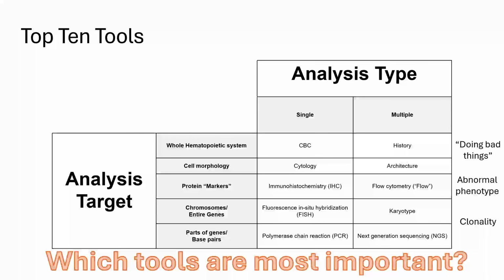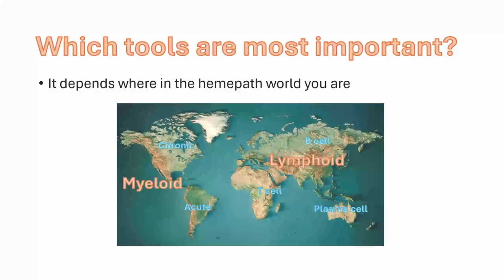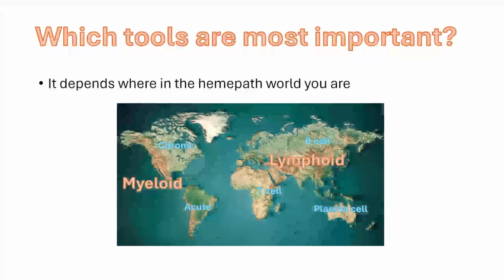That has been a review of flow cytometry, but it then begs the question, which tools are the most important? The answer is that it depends where in the Hemepath world you are. And so we will now begin a tour of different parts of the Hemepath world and focus on how to apply the tools to navigate within each portion of the Hemepath world.